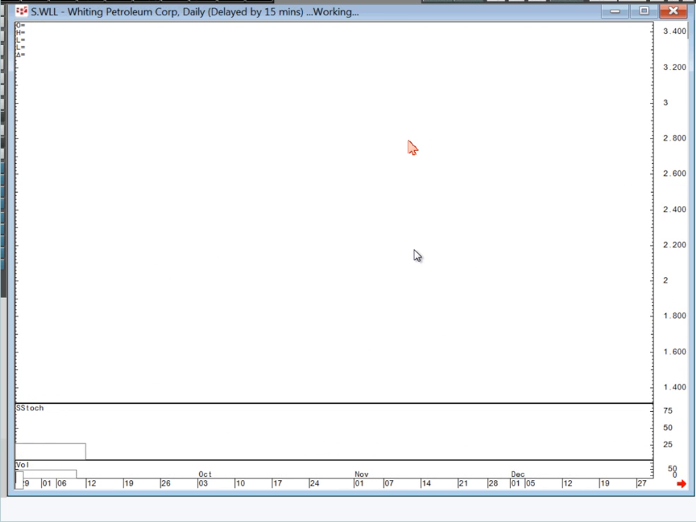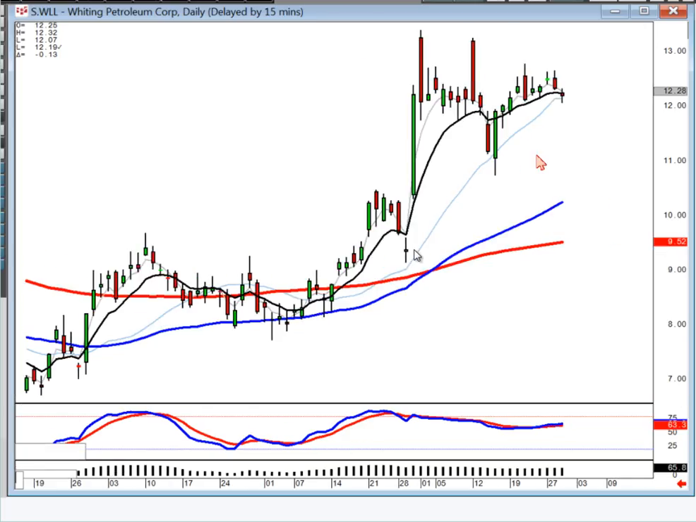Whiting right now is one of the oils that's kind of losing a little bit of steam. So you can see what the trajectory is. It's caught sideways. So if you're long Whiting, very simple rule, the doji: if it opens lower, you close out the position. To stay long, it has to open positive and trade positive.